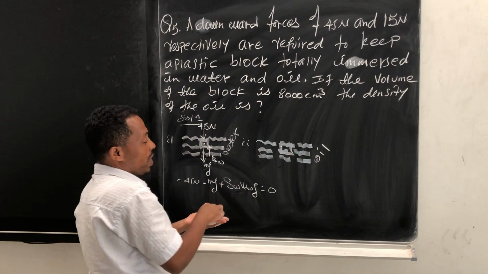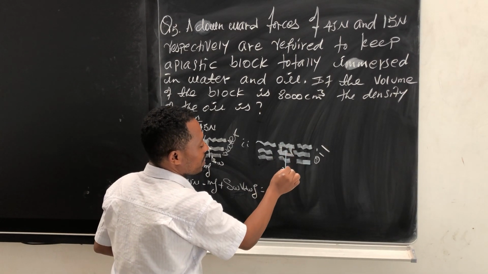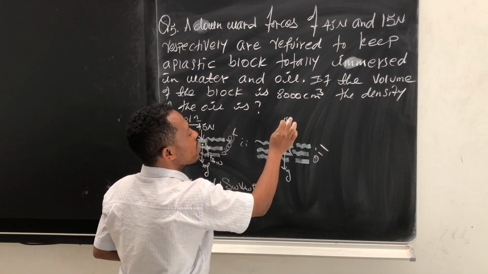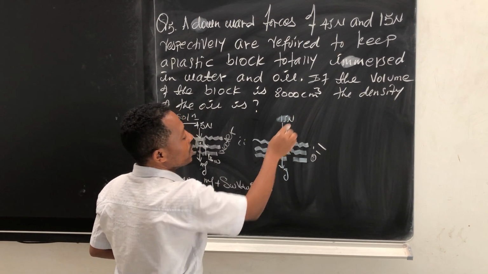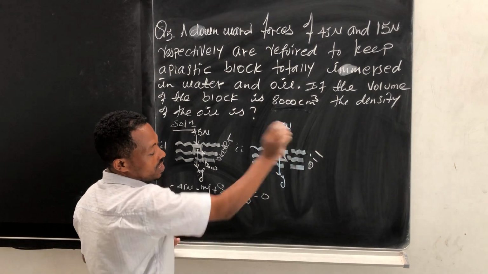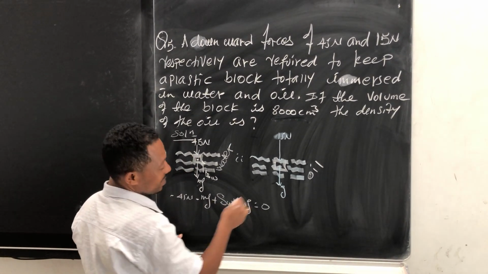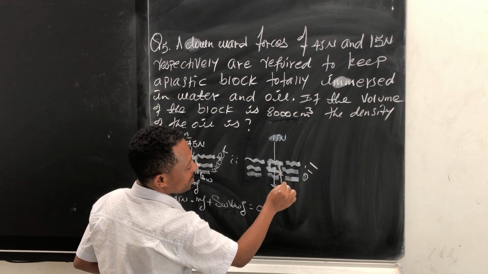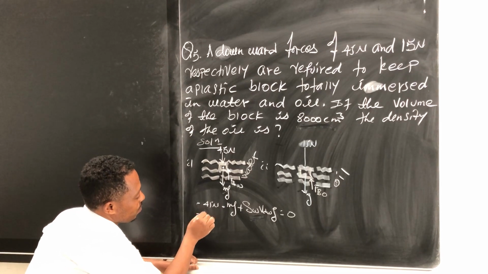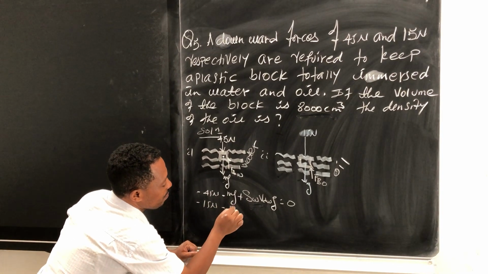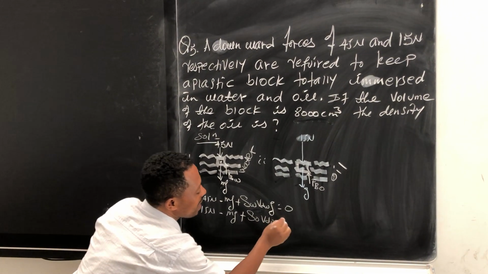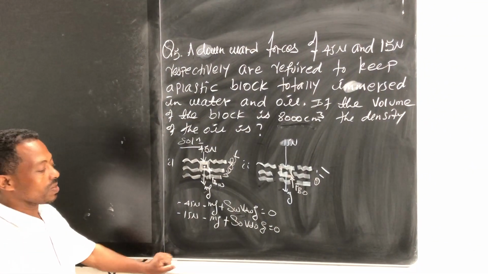So the same thing is true here. mg is downward, and then a 15 Newton force is required to displace such a volume of oil from the system. And then the third force is the force of buoyancy within the oil. So negative 15 Newton, and then negative mg plus the density of the oil times the volume of the displaced oil times g should be 0. That's good.